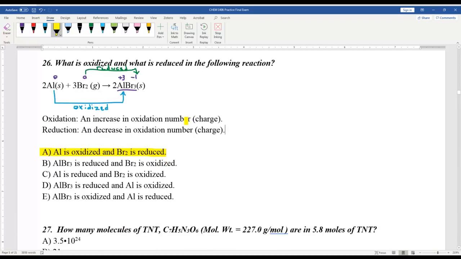Now notice that aluminum bromide is neither oxidized nor reduced. Aluminum bromide is the product of oxidation and reduction. So only reactants can be considered to have been oxidized or reduced. Products are the result of oxidation and reduction. That's an important distinction.